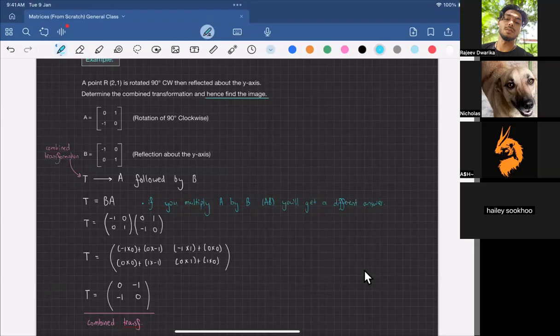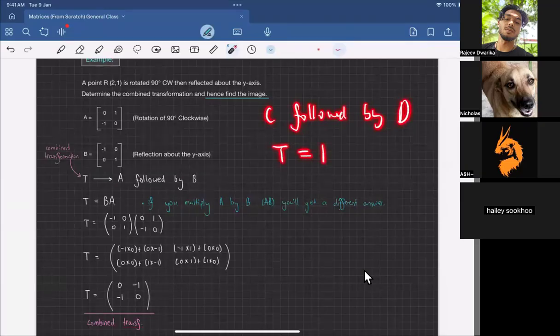Reverse order. If you multiply A by B, you'll get a different answer because matrix multiplication is not commutative. The order matters. You'll get a different answer. Let me look at another example. Say we had a transformation C followed by D. To figure out the combined transformation, I would say D by C. I wouldn't say C by D.